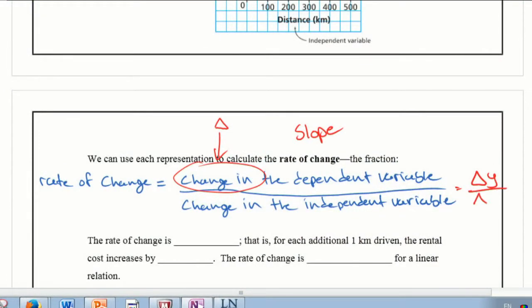Change in y over change in x. So it's all the same.